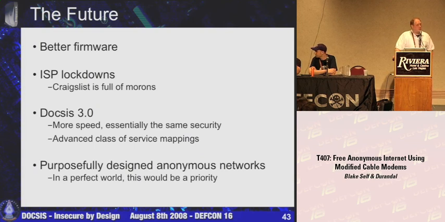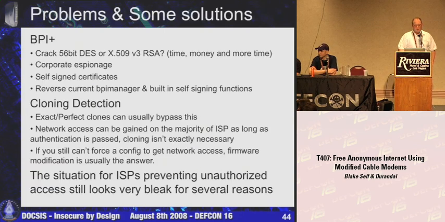And then also maybe in the future we'll see purposely designed anonymous networks. That would be a perfect world, but who knows if we'll ever see it. Some problems we're seeing too is BPI+, and I'm actually running out of time, guys. Like I said, we can use self-signed certificates with BPI+. We can also reverse the BPI manager, which could be a possibility in the future. And we talked about ROC, which is advanced clone detection. And like I also said, the situation is really that the more they try to lock it down, the less convenient it is for them.